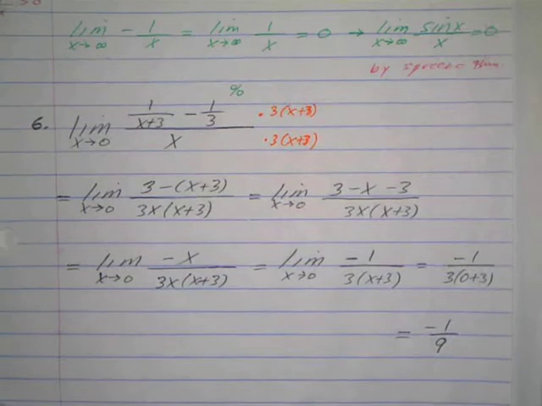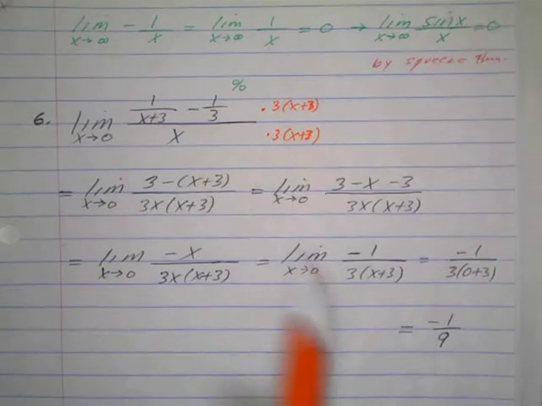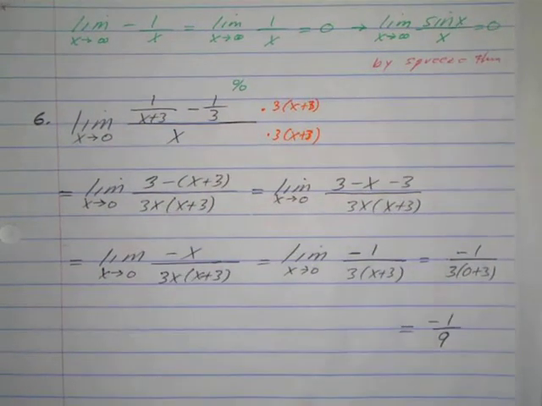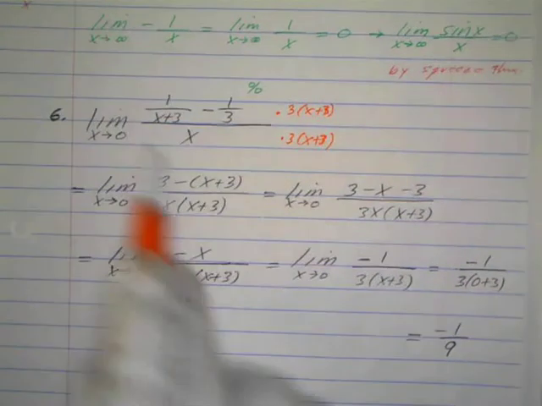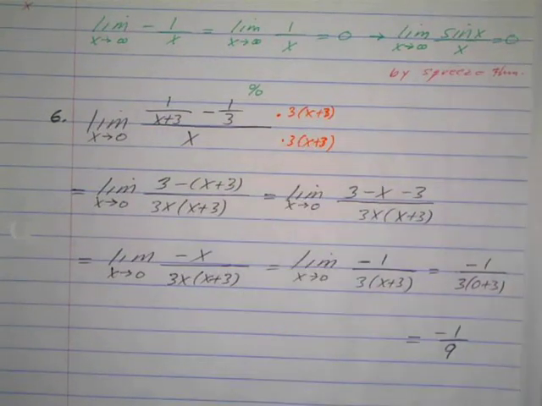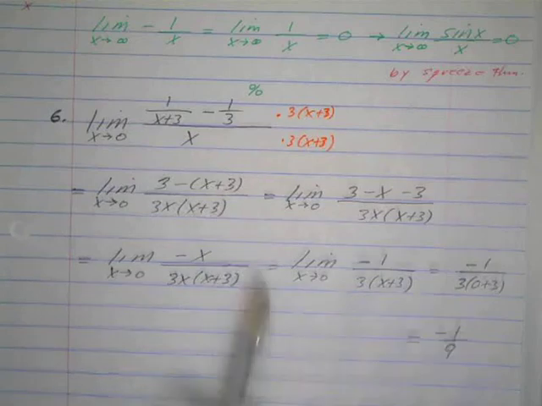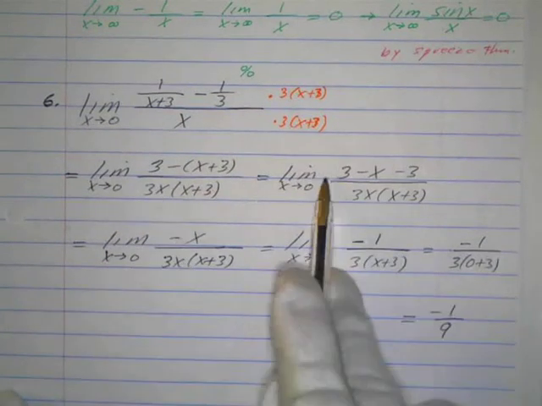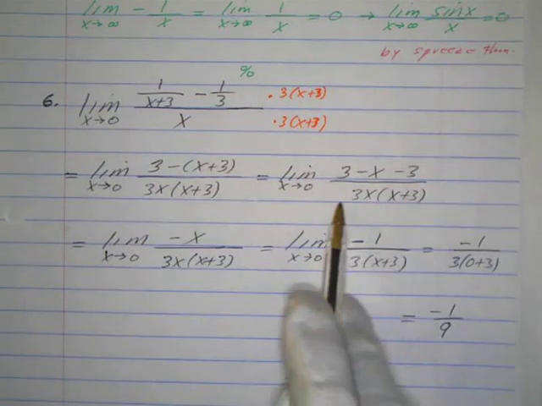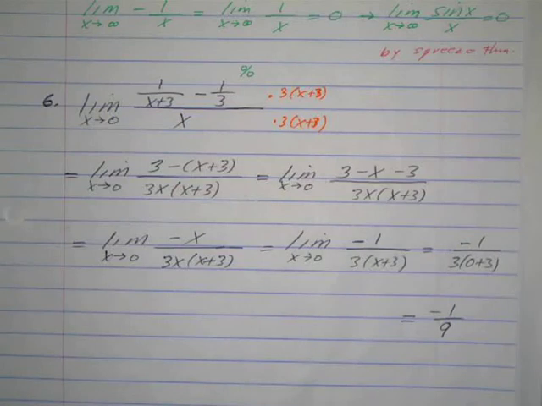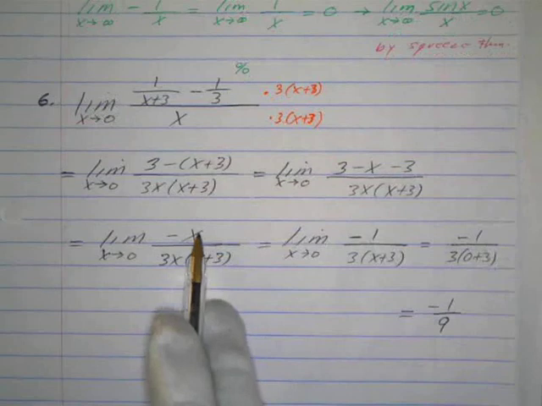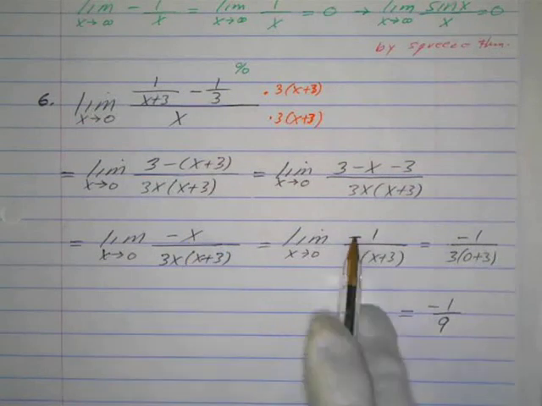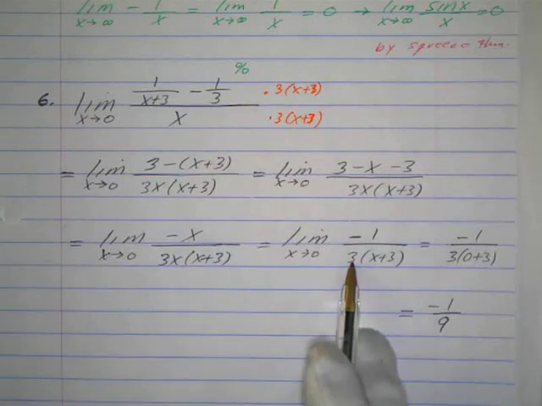Okay, so I multiply the top and the bottom by the LCD, which is 3 times x plus 3. And when I multiply the top, these x plus 3's cancel. So I have 3, and then the 3's cancel, so I got x plus 3. And on the bottom, I got 3 times x plus 3. And then if I just remove the parentheses, I get 3 minus x minus 3, all over 3x times x plus 3. And then these 3's cancel, so I got negative x. And then the x's cancel, I got negative 1 over 3 times x plus 3.